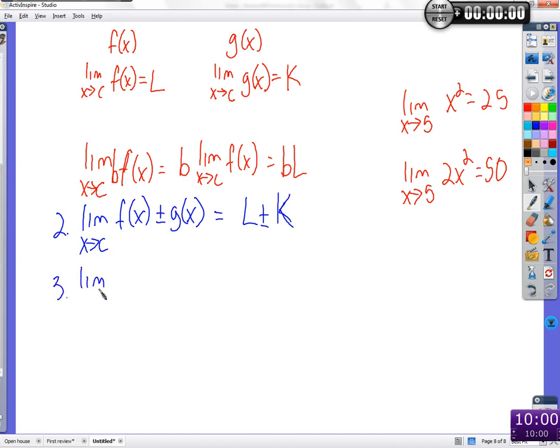You can imagine, of course, it would work. These properties really are pretty straightforward, and they don't bend the mind a whole lot. If you multiply two functions together, this section's going to get close to L, and this section's going to get close to K. As x goes in and gets closer to c, this part gets close to L. As x does the same over here, this part's going to get close to K. So we just multiply the two together.